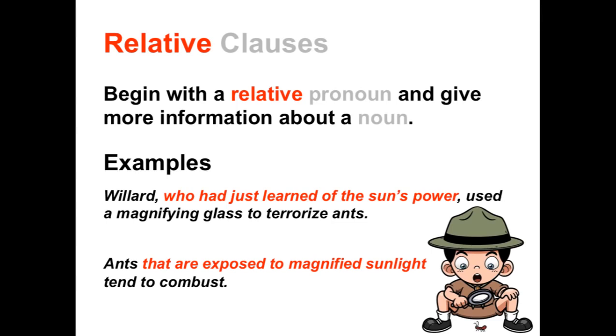Now look carefully at these two relative clauses. How are they different from one another? I hope that you notice that one is enclosed in commas, while the other is not. So why do we use commas for one, but not the other?